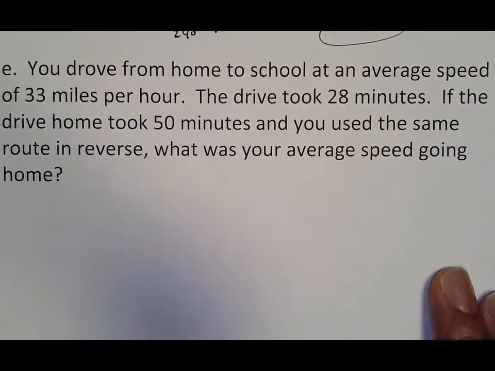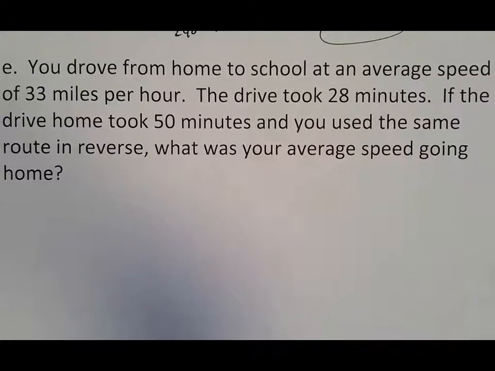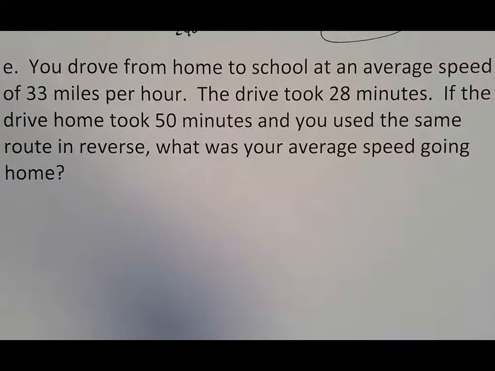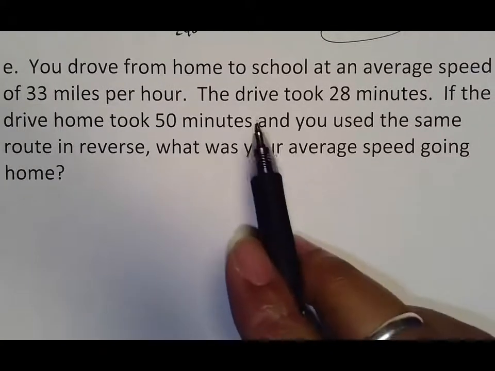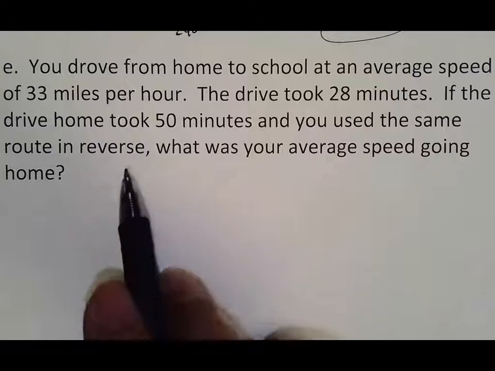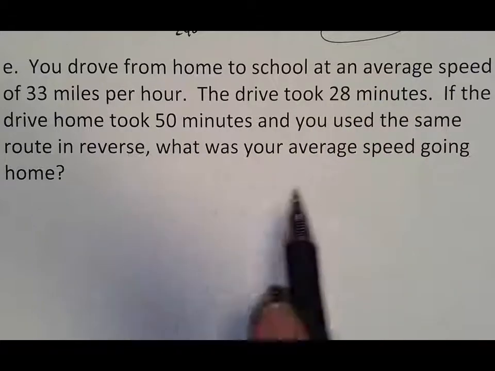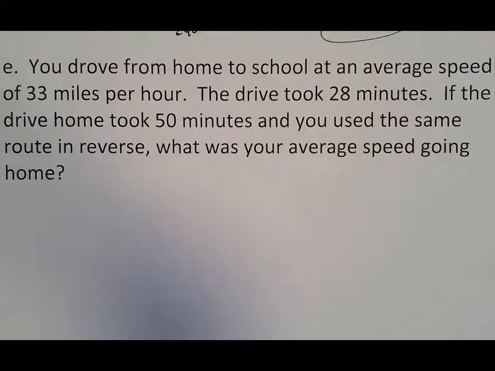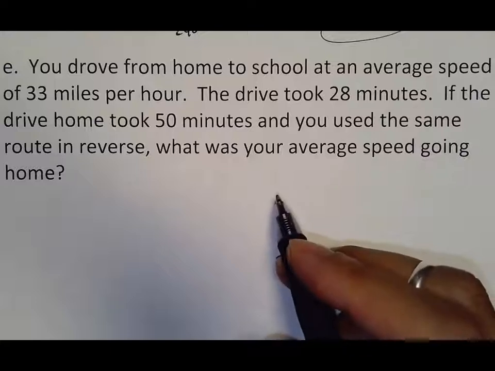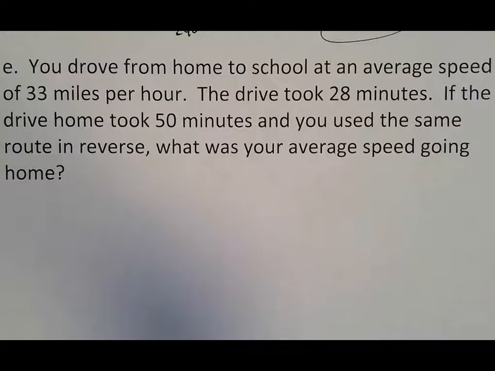You drive from home to school at an average speed of 33 miles per hour. The drive took 28 minutes. If the drive home took 50 minutes and used the same route, in reverse, what was your average speed? Now here's the thing. Your speed is different. Your time is different, but the route is the same. And anytime you have a constant like that, that means you're looking at a variation equation.